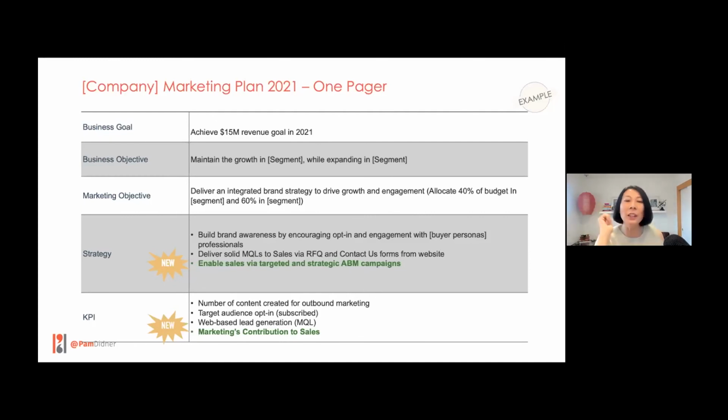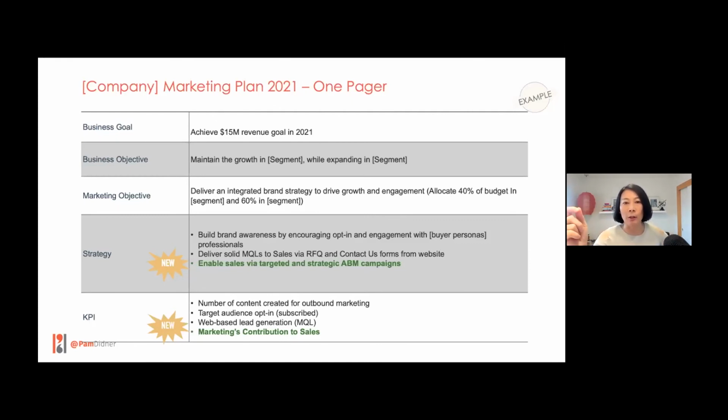They want to do something new this time. They want to actually enable sales via targeted and strategic account-based marketing. So when I was working with Susan, she said, hey, Pam, we need to do something different for next year. And I want to have a discussion with my management in terms of what we can do for next year.